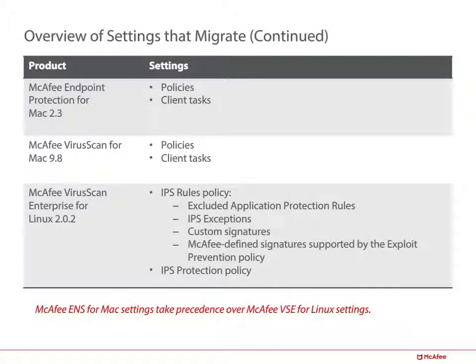In the settings that migrate that have to do with your Macs and Linux, the McAfee Endpoint Protection for Mac policies and client tasks are migrated over. Also the VirusScan for Mac policies and client tasks are migrated. For the McAfee Host Intrusion Prevention, you will receive the IPS rules policy just like you did for the Windows version, where you'll have everything having to do with your application protection rules, your exceptions, your custom signatures, any of the McAfee defined signatures, and your IPS protection policy.